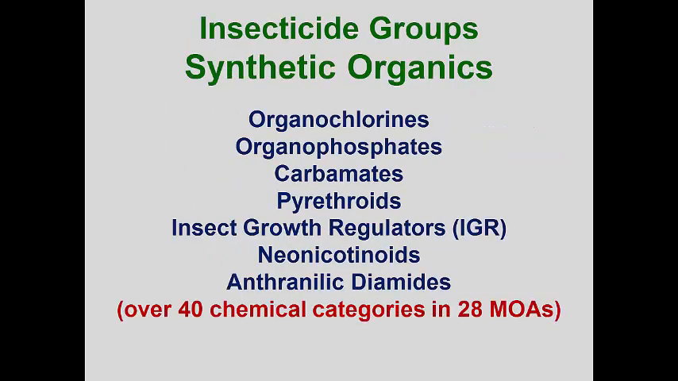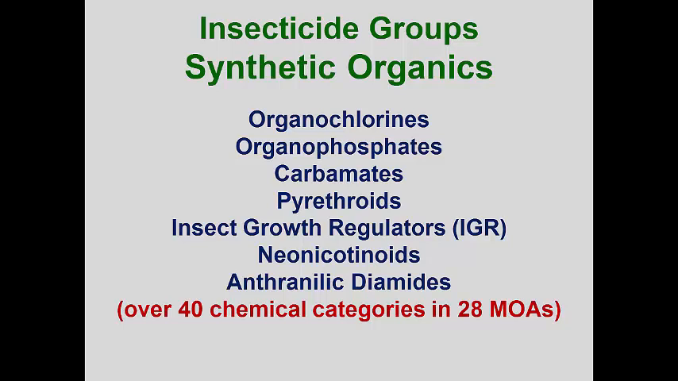We'll discuss the synthetic organic insecticides first, as these are the most commonly used products. The first ones brought to market after World War II were the organochlorines, organophosphates, and carbamates. DDT is without a doubt the most famous of the organochlorines, which are also known as chlorinated hydrocarbons.